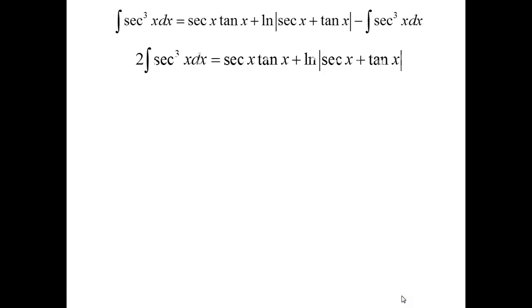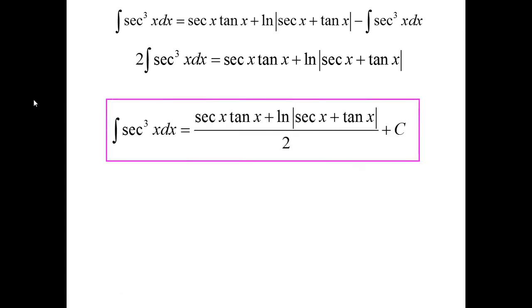Let's go ahead and bring it to the other side. So if we add this secant cubed x integral to the other side, we get 2 times the integral of secant cubed x. And of course, that's what I was trying to solve for in the first place, so I'm just going to divide everything through by 2.